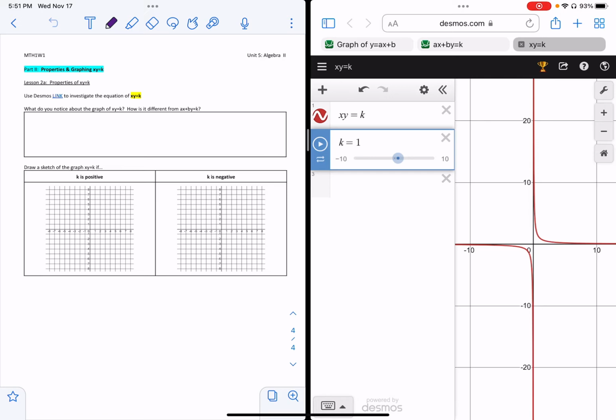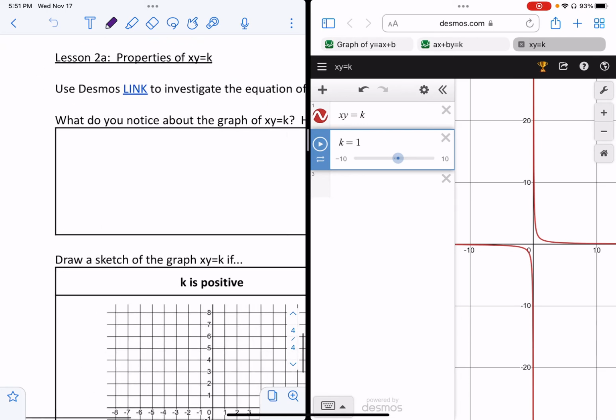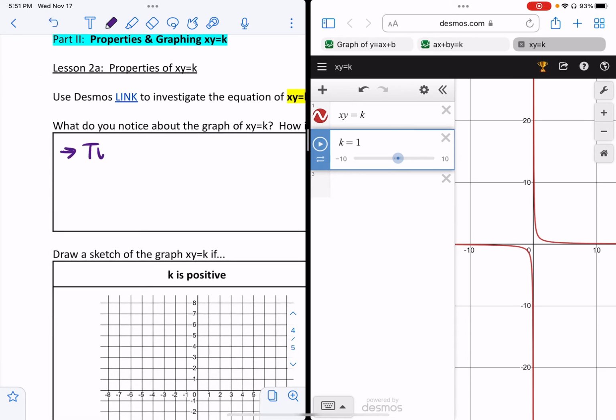So if I look at this graph, what do I notice about the graph? Well, we have two curved lines. They're kind of L shaped, and they're on opposite sides of our plane. So we have two curves, and they are diagonally across from each other.